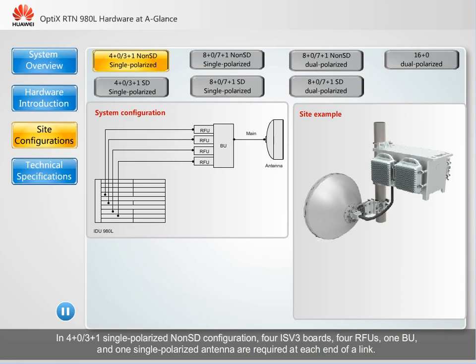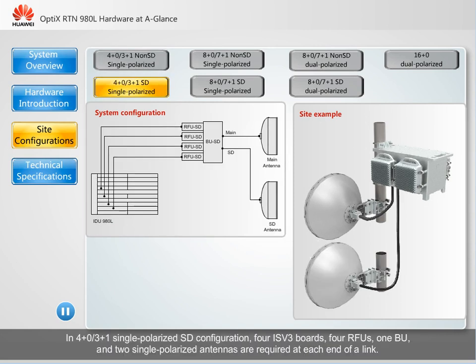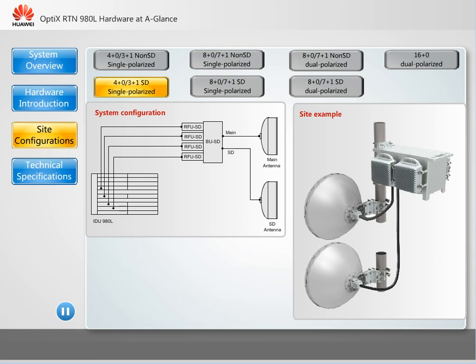In 4+0 or 3+1 single polarized non-SD configuration, 4 ISP3 boards, 4 RFUs, 1 BU, and 1 single polarized antenna are required at each end of a link. In 4+0 or 3+1 single polarized SD configuration, 4 ISP3 boards, 4 RFUs, 1 BU, and 2 single polarized antennas are required at each end of a link.